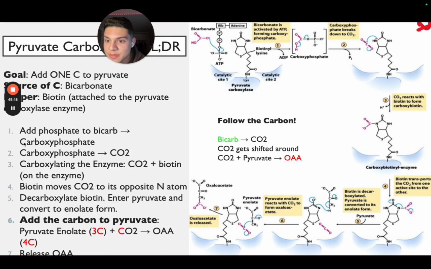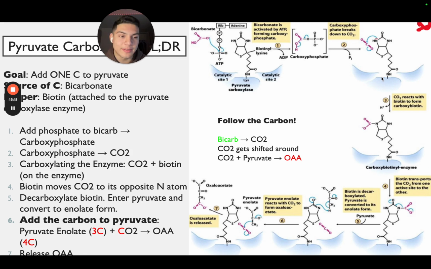So essentially, the first step is we're adding a phosphate to bicarb. So right here, you can see these arrows are showing that. So we're phosphorylating our bicarbonate to form a carboxyphosphate right here, as you can see. And the biotin is not in this picture yet. This is happening on its own. And so carboxyphosphate will form this intermediate that collapses on itself, and this will form our carbon dioxide right here.